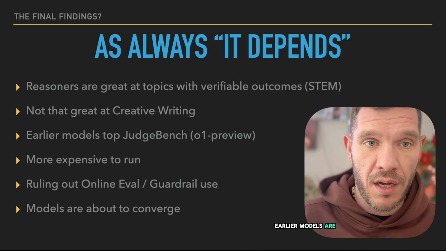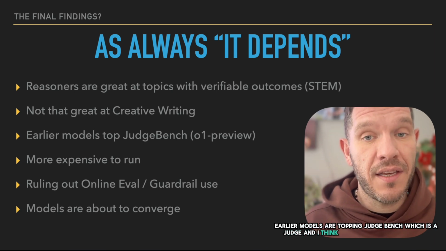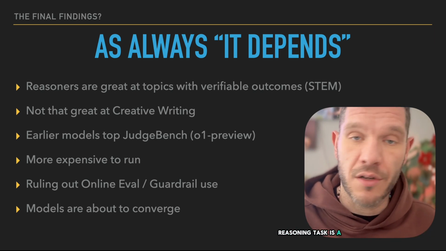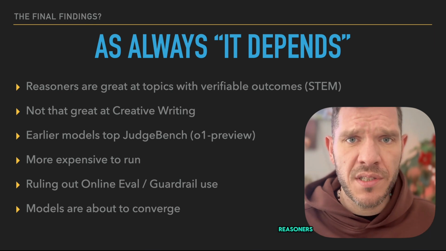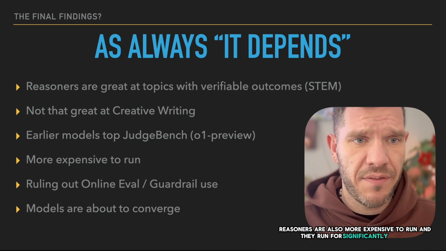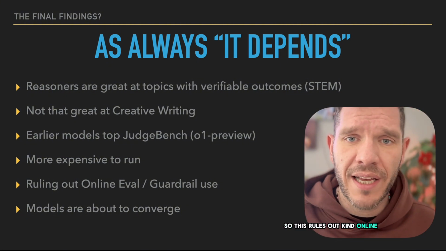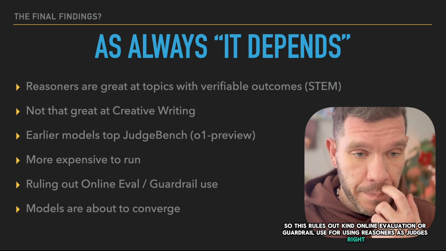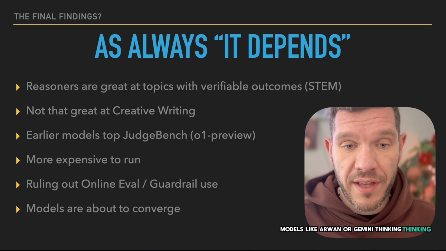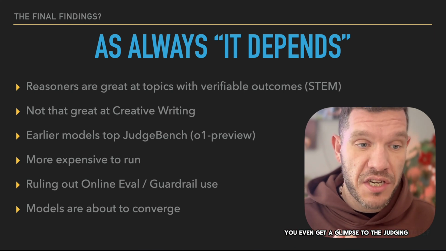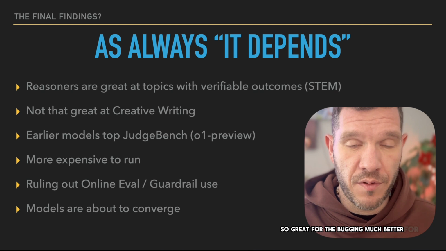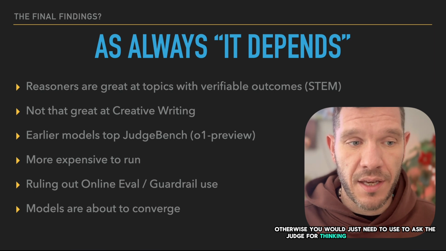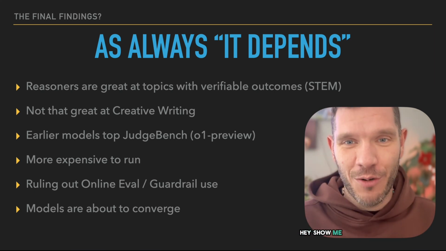Earlier models are topping JudgeBench, which is a judge benchmark. And I think a lot of it is because JudgeBench does include math and code reasoning tasks in there. Reasoners are also more expensive to run, and they run for significantly longer. So this rules out online evaluation or guardrail use for using reasoners as judges, right? Models like R1 or Gemini thinking traces, you even get a glimpse into the judging itself. So great for debugging. Otherwise, you would just need to ask the judge for thinking processes, like the standard, hey, show me the chain of thought.